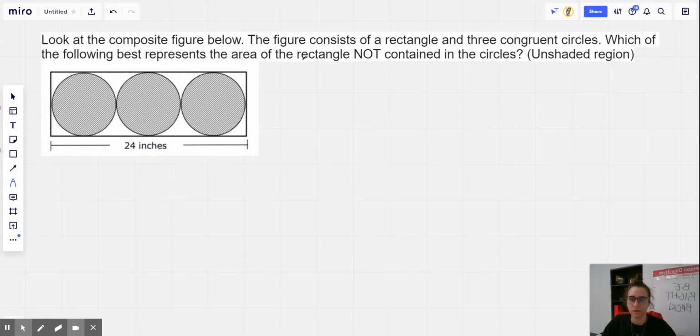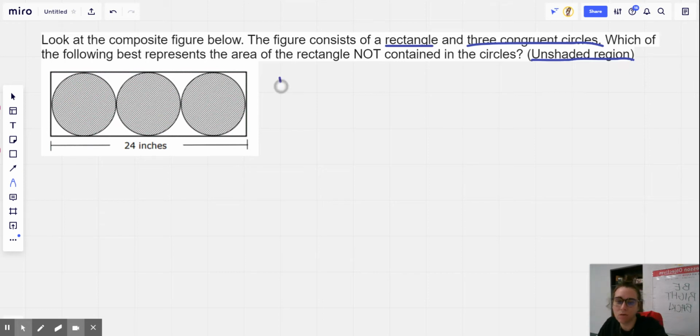Look at the composite figure below. The figure consists of a rectangle and 3 congruent circles. Which of the following best represents the area not contained in the circles? So we're looking for the unshaded region.